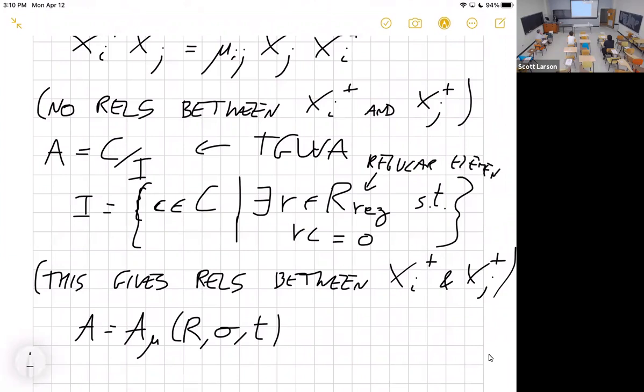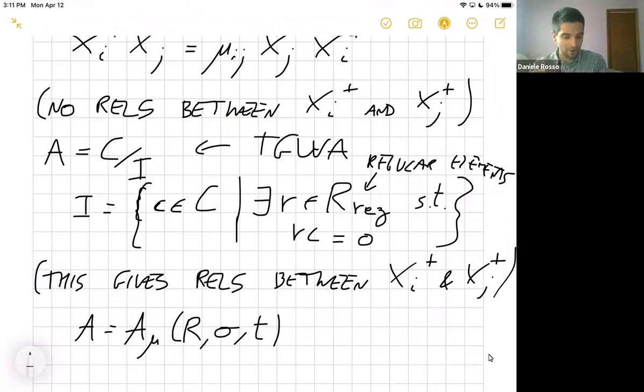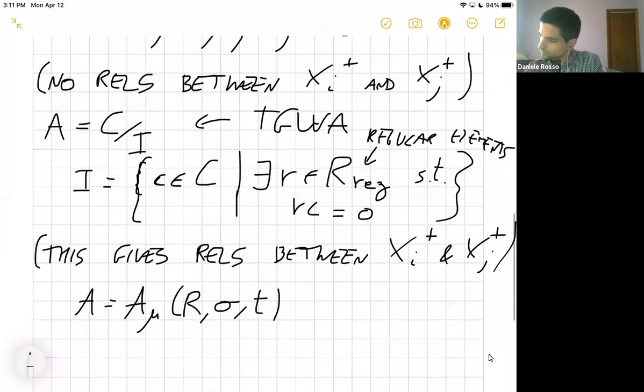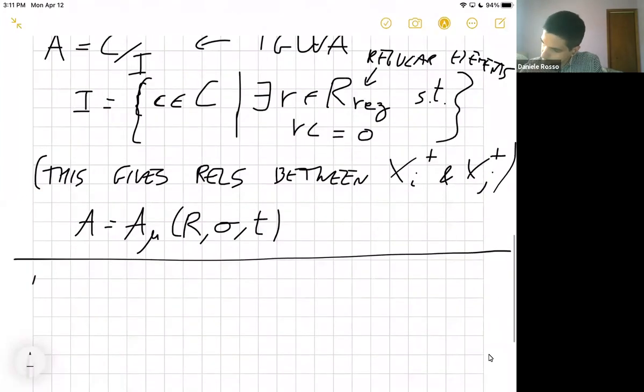Can you maybe say why you want to study this? Because it seems rather complicated. Yes. In fact, I'll give some examples that will tell you that some of these are actually algebras that we know very well. Okay, so examples.